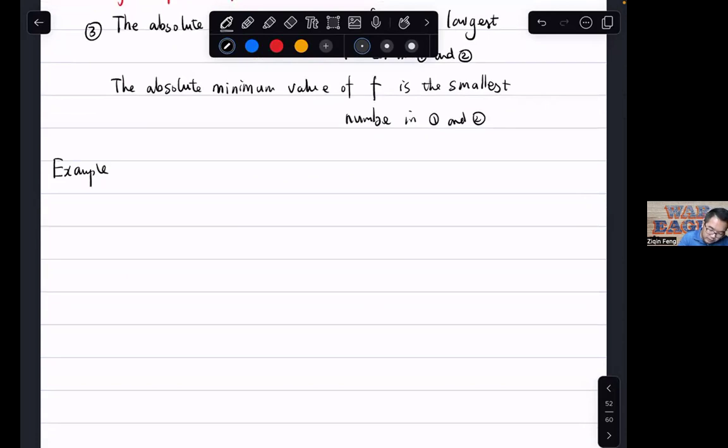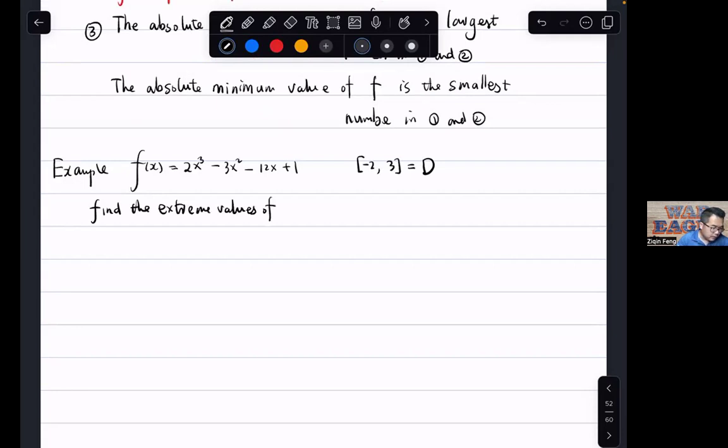We have a function f(x) = 2x^3 - 3x^2 - 12x + 1. That's a polynomial function, and the domain here is from -2 to 3. This is our domain D. We want to find the extreme values of f on D. We are looking for the absolute maximum value and the absolute minimum value of this function on the interval from -2 to 3. So let's try to do that.